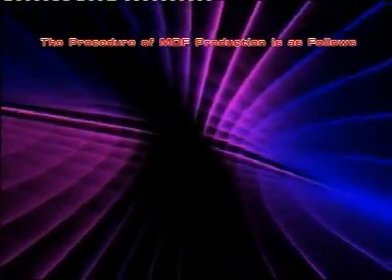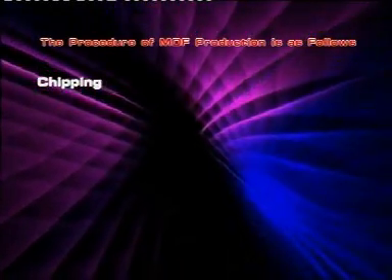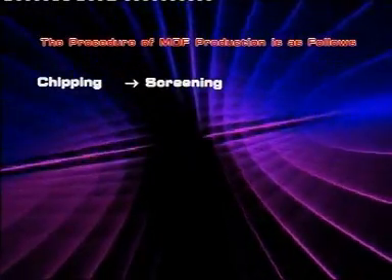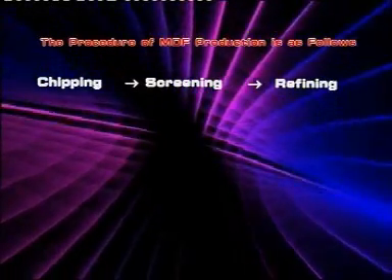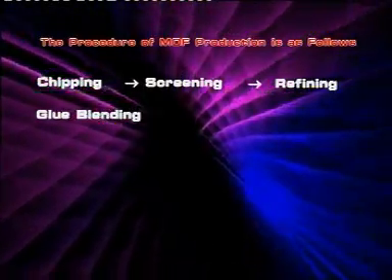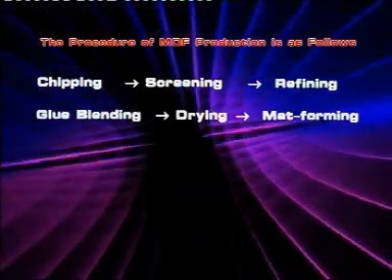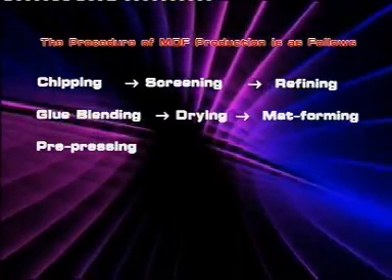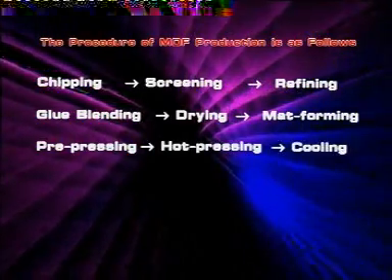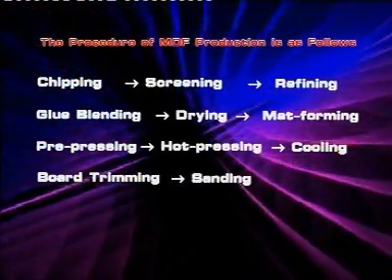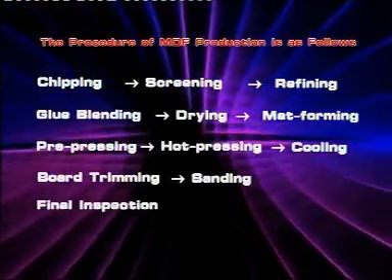The process of MDF production is designed as chipping, screening, refining, glue spray, drying, mat forming, pre-pressing, hot pressing, board cooling, board trimming, sanding, and final inspection.